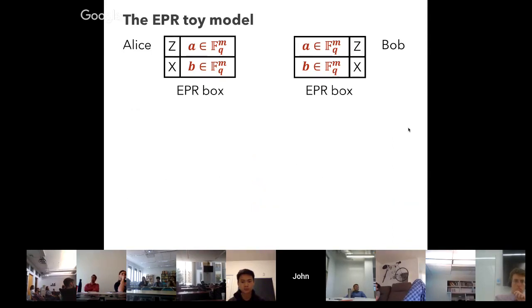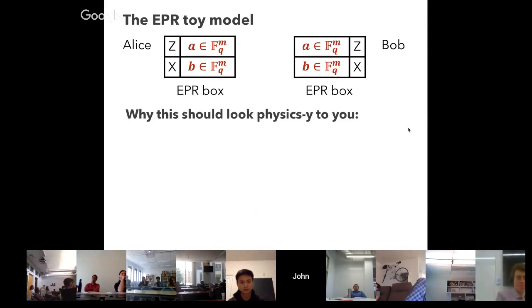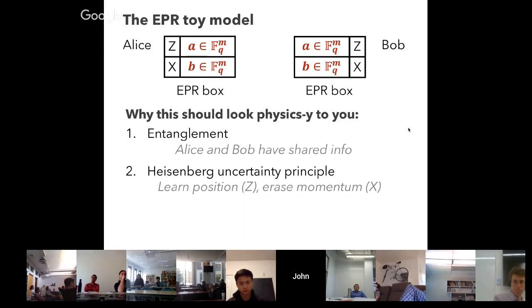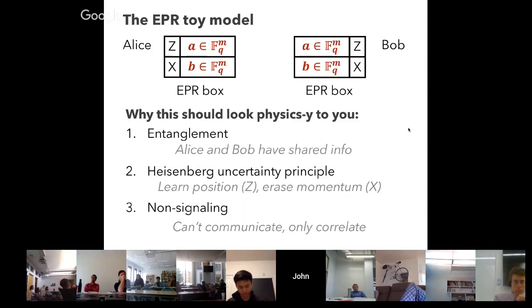Now, I told you this is like a model for the EPR state and for entanglement. So let me just tell you 3 reasons why this should look like a good model, why it should look physicsy to you. Well, number one, it looks like it has some sort of entanglement in the sense that Alice and Bob have this shared information of A and B. Number two, it demonstrates the Heisenberg uncertainty principle. If you remember, it's a statement about particles: if you know their position, then you can't learn their momentum. And this has a similar thing going on with the Z versus the X. If I learn Z information, I can't learn X information. The final thing is that this is non-signaling. So even though they can use these two boxes to correlate, they can't use these boxes to communicate. And that's a basic property of quantum mechanics.